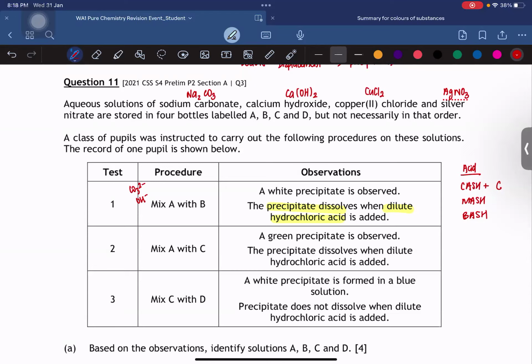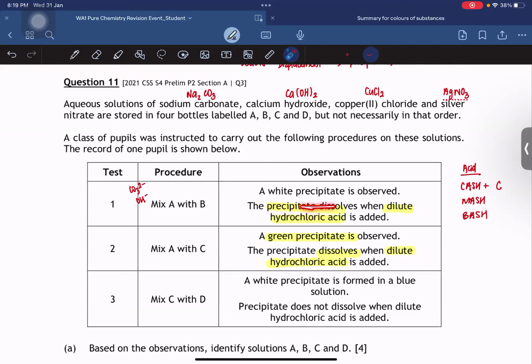Now, it says that when I mix A and C together, a green precipitate is observed. When dilute hydrochloric acid is added, this green precipitate dissolves. Same thing. That means this precipitate could be a carbonate or a hydroxide. Understand? Why? Okay, I repeat. They say that a green precipitate is observed. The green precipitate dissolves when an acid is added. So a precipitate that reacts with acid and dissolves is either a carbonate or a hydroxide. You see that? Same reasoning as the earlier one.